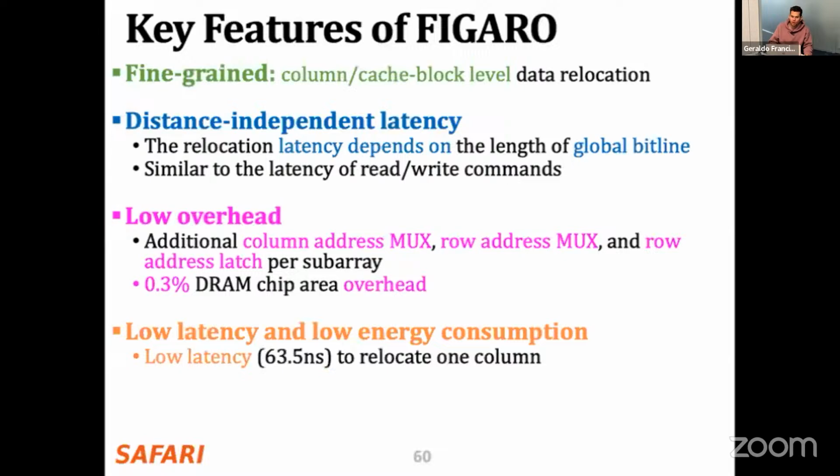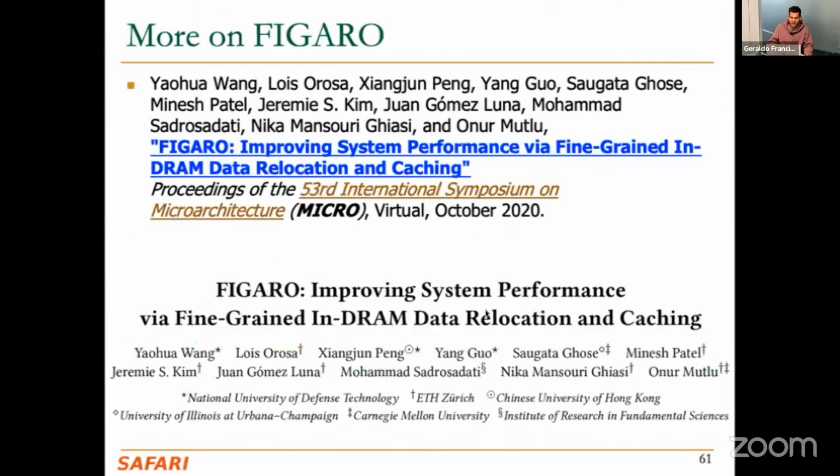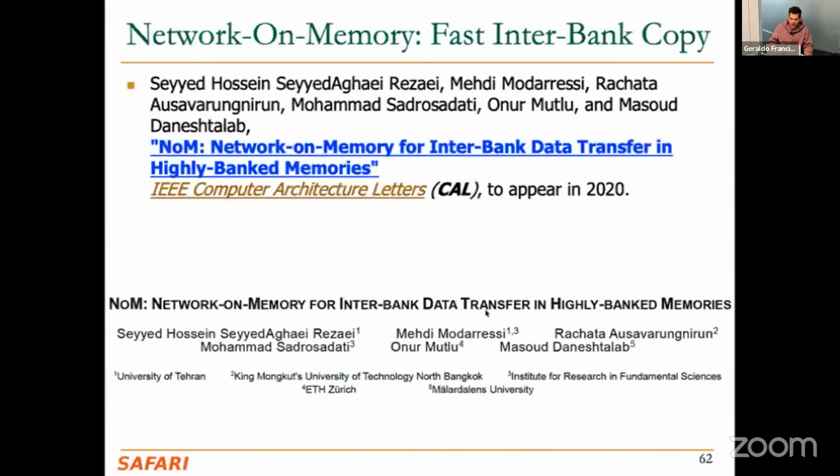The latency of the reloc operation is quite low as well. It's 63.5 nanoseconds because we only need to issue 2 activates, whose latencies can actually be overlapped, and 1 reloc operation and 1 precharge. And it's quite low energy consumption as well because you're not moving the data outside the DRAM chip. So if you want more information on FIGARO, I invite you to check our paper.